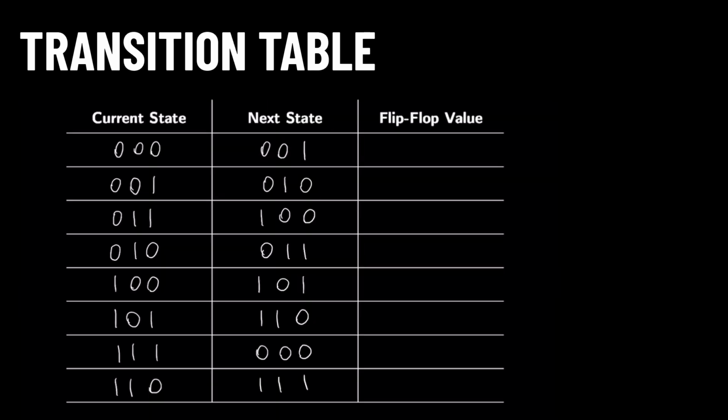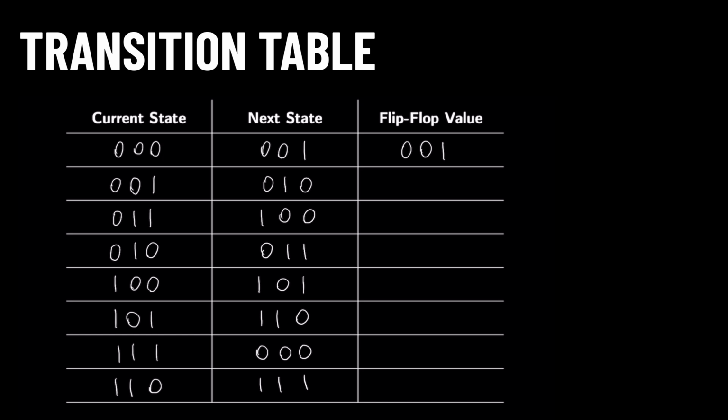For example, when going from 000 to 001, flip-flop A, the most significant bit, holds, which requires an input value of 0. Flip-flop B also holds, which requires an input value of 0. And flip-flop C, the least significant bit, toggles. This requires an input value of 1.